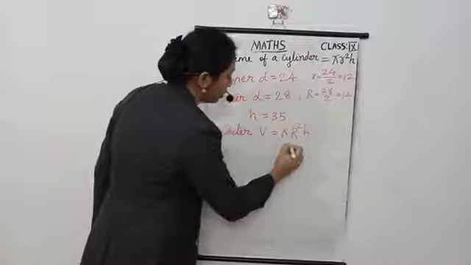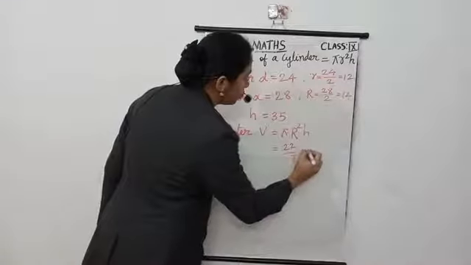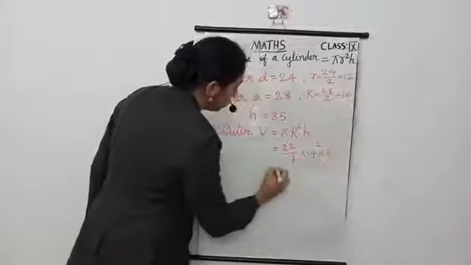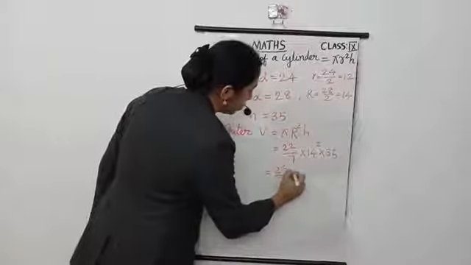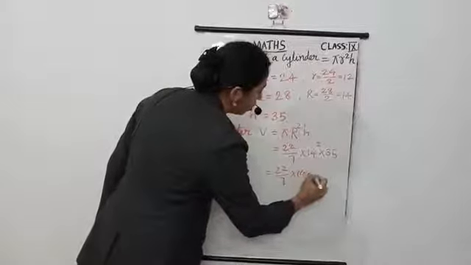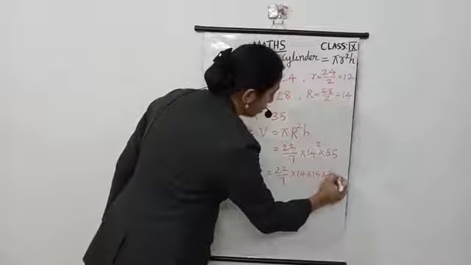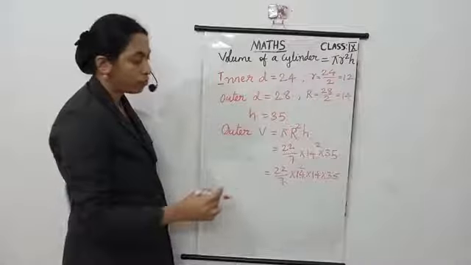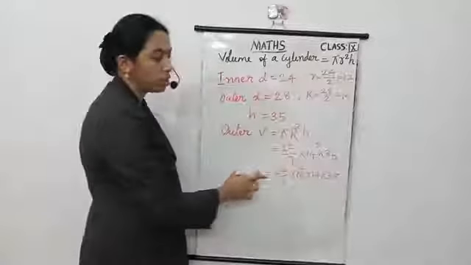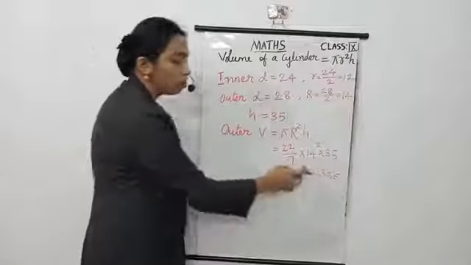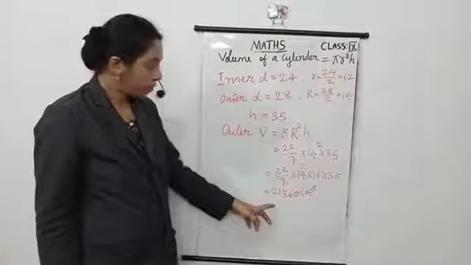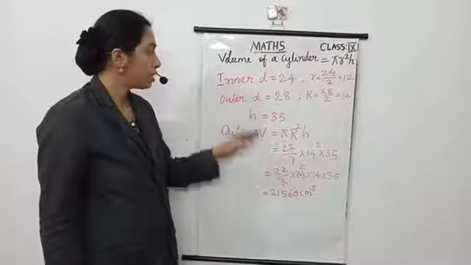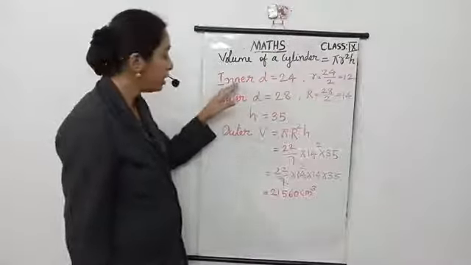This is equal to 22 by 7 into 14 square into 35. Equal to 22 by 7 into 14 into 14 into 35. We can cancel 14 and 7. 7 2s are 14, and multiply 22 into 2 into 14 into 35. After multiplication we get 21,560 centimeter cube. In the same way we need to find the inner volume.